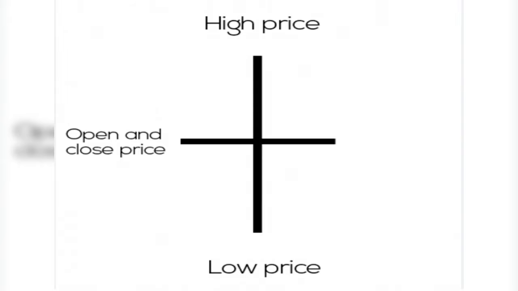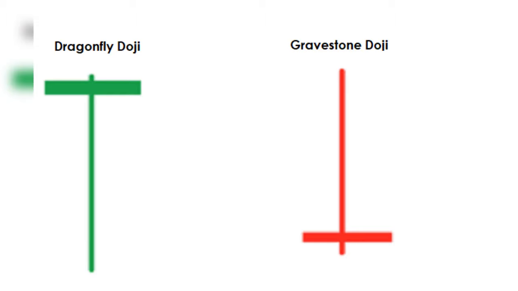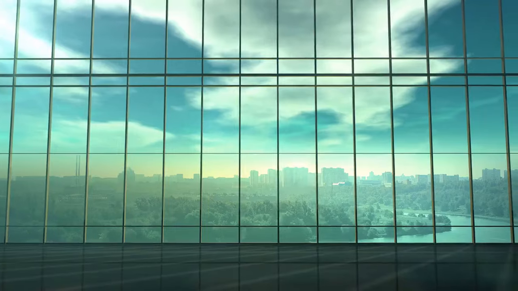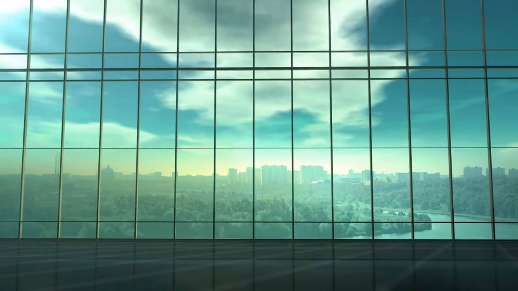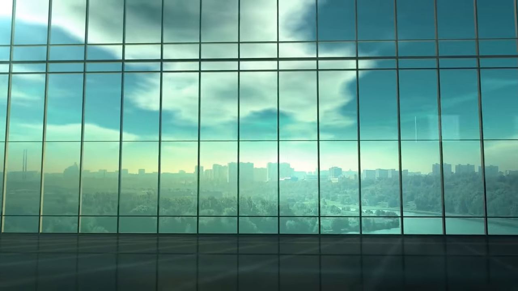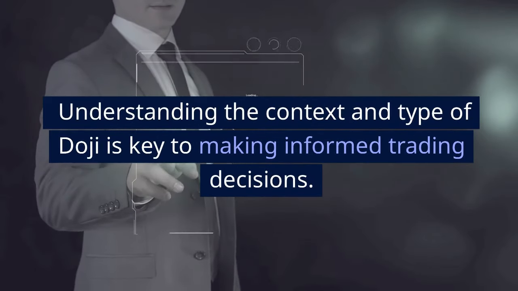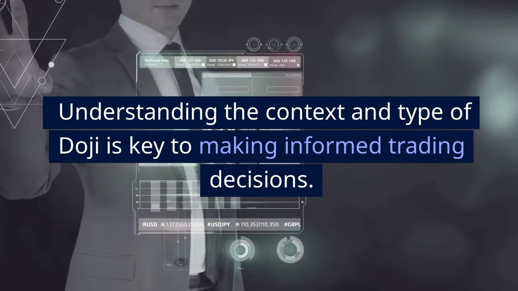The standard Doji signals market indecision. The long-legged Doji suggests extreme uncertainty. The Dragonfly Doji and Gravestone Doji hint at possible reversals. Understanding the context and type of Doji is key to making informed trading decisions.